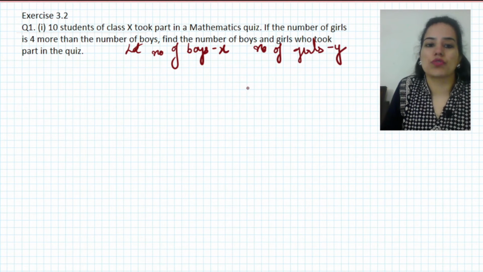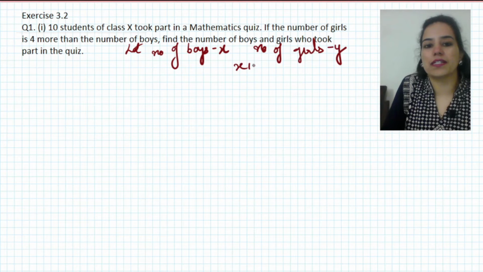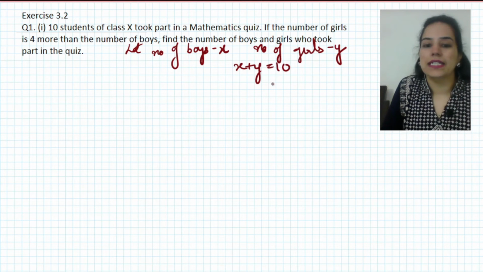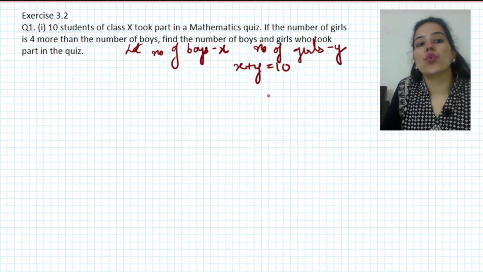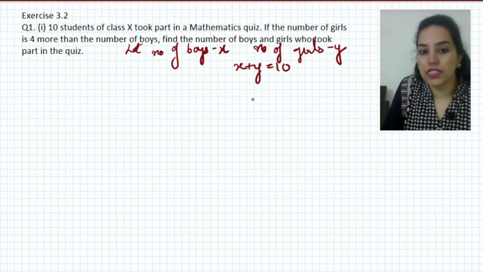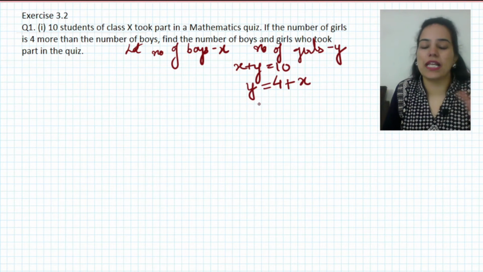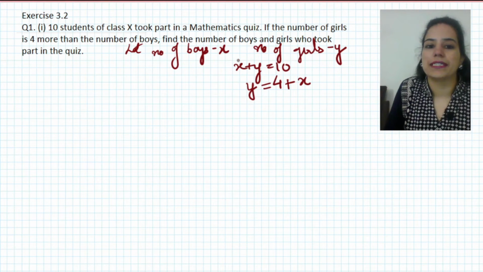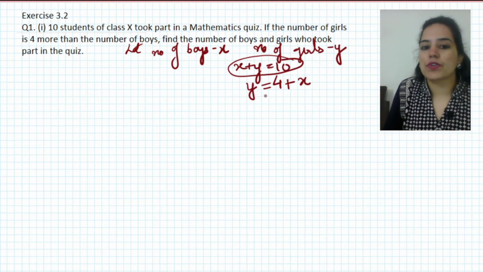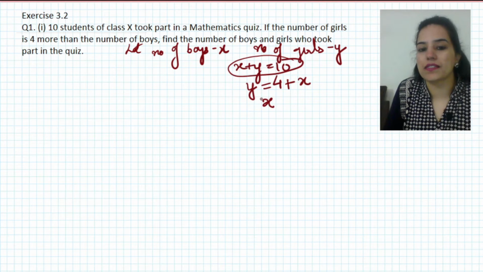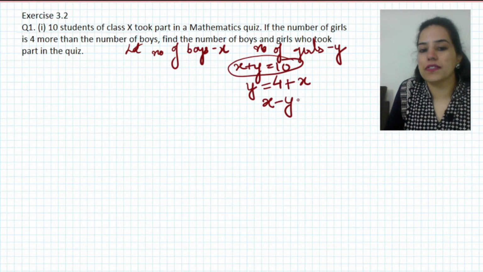So 10 students took part. So the first thing that we know is that x plus y is 10. And the number of girls is 4 more than the number of boys. Please move along with whatever is given in the statement. It will help you form the equation better. So this is your first equation. And what is your second equation now? If I transform everything to the other side, it will be x minus y equals minus 4. So this is the second one.